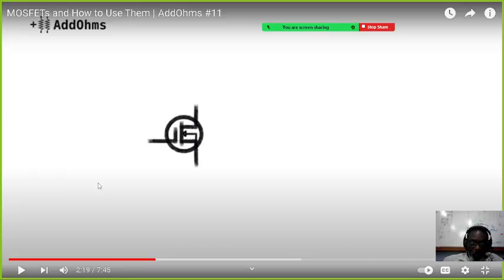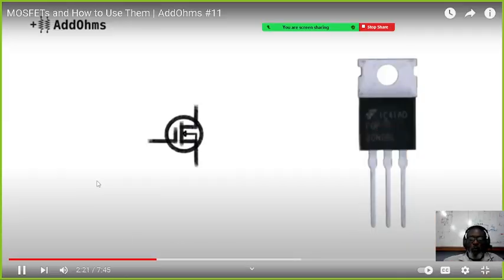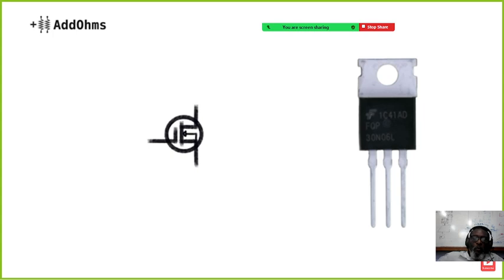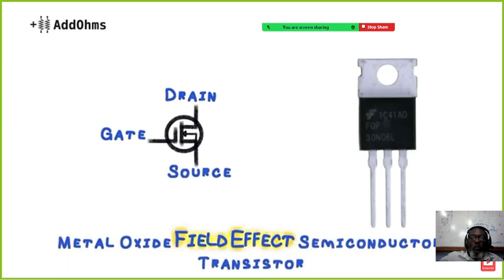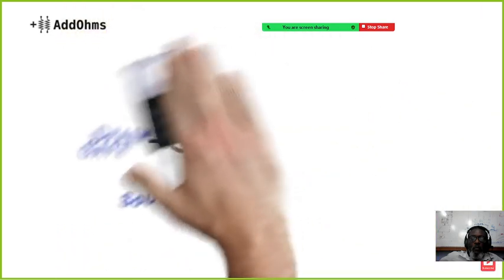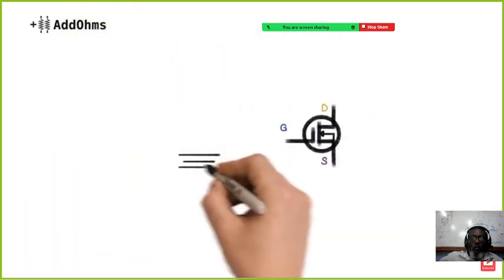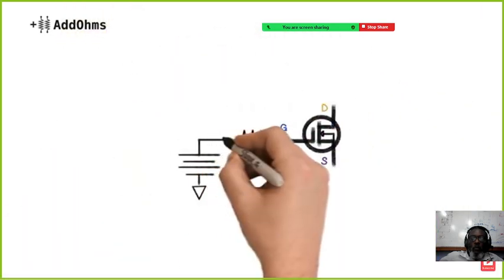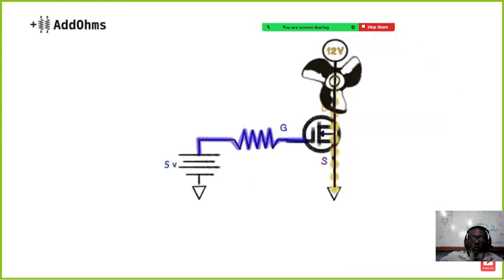So let me go back to here now. FET. And here's a TO220 style transistor. The pins of a MOSFET are identified as the gate, the drain, and the source. The field effect part of their name suggests they work by voltage, compared to a BJT, which works by current. When voltage is applied between the gate and the source, current is allowed to flow between the drain and the source.